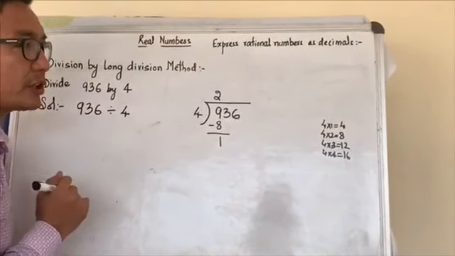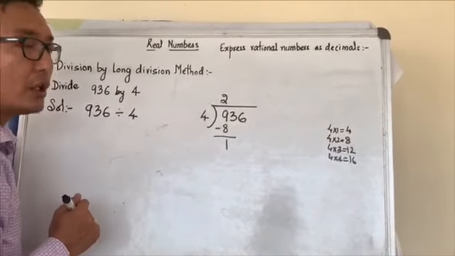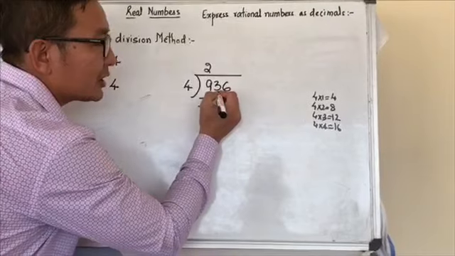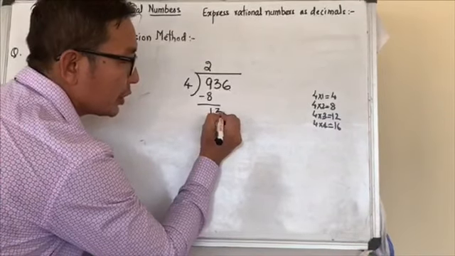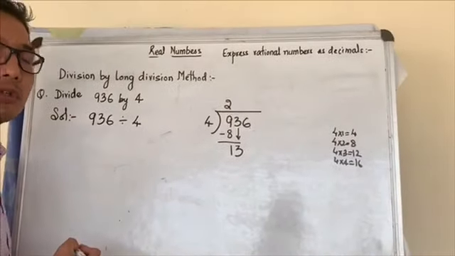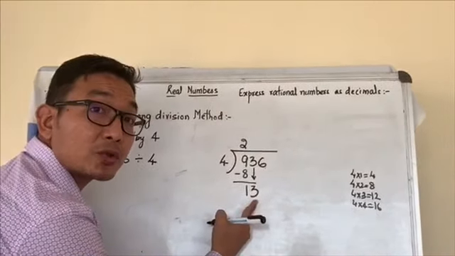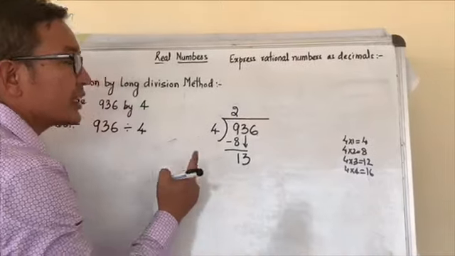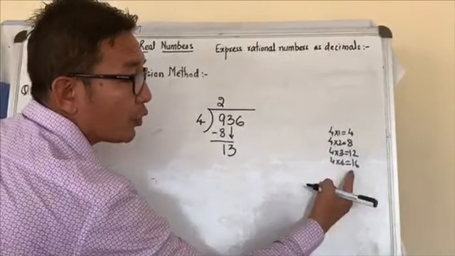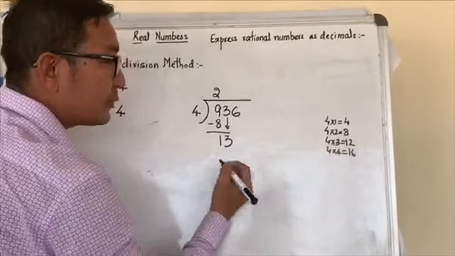We copy the next digit. If you take down or copy this 3 here, then 1 becomes 13. 4 times 3 is 12.